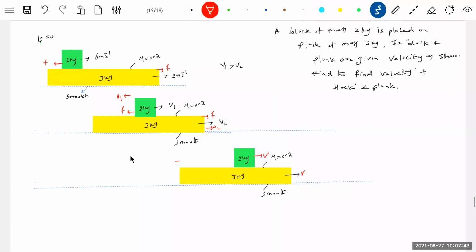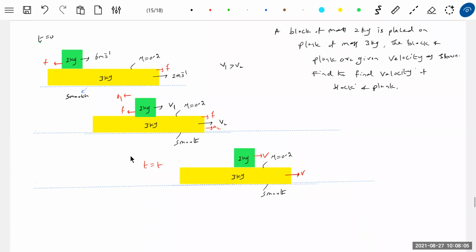Once they move with common velocity, no longer friction will act here, and no slipping occurs. I want that common velocity. Can you apply conservation of linear momentum? But friction is acting. Can you apply? We are not bothered like who is acting, which force is acting. Net force along x-axis, 0 or non-zero? 0. So you can apply conservation of linear momentum.